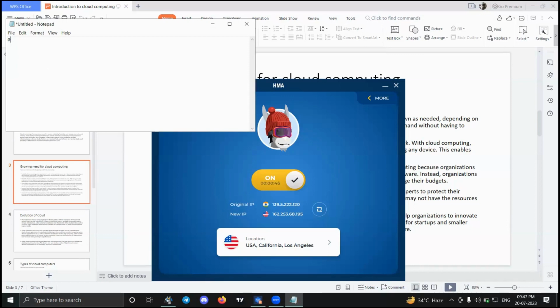That's what I'm saying. IP addresses are based on a range from 0.0.0.0 to 255.255.255.255. Any IP address in the world should lie between this range. Let's say, for example, my IP address is 139.5.222.120. Each of the numbers, 139, 5, 222 and 120, lies between 0 and 255, right? Same goes for the new IP, 162.253.68.195. This also lies between 0 and 255.